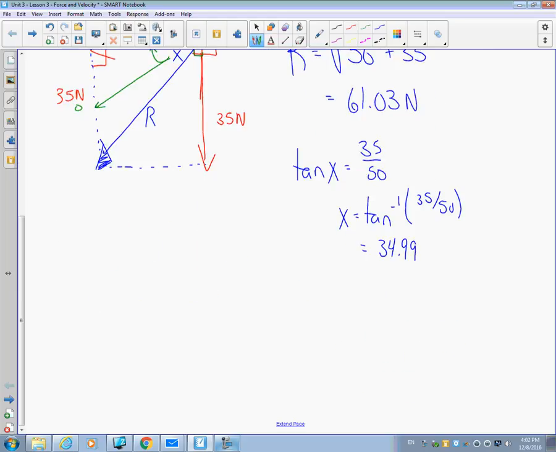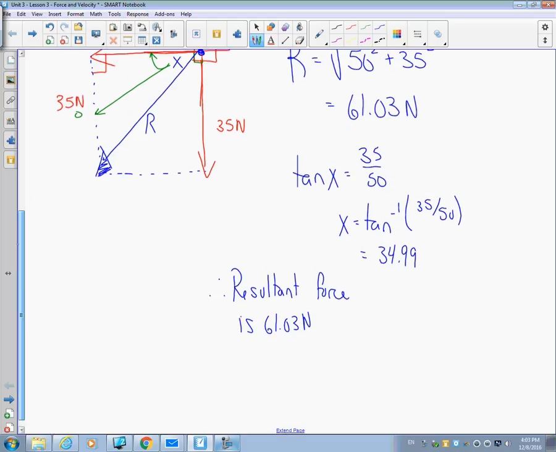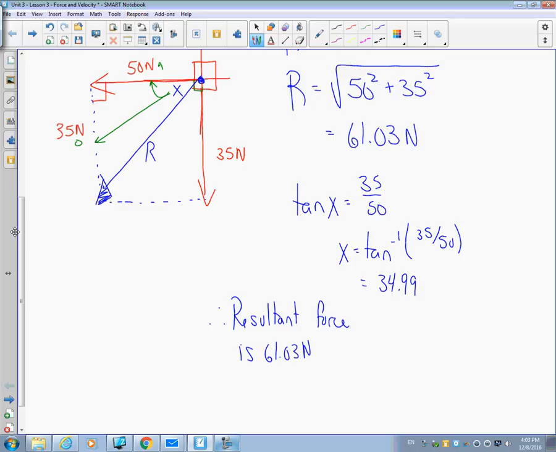So when I go to answer my question, the resultant force is 61.03 newtons. And now I have to give a direction. So I have to do it in terms of bearings because that's the kind of question I was given, right? Give me west and south and things like that. So think about where that x is. It's between west and south.